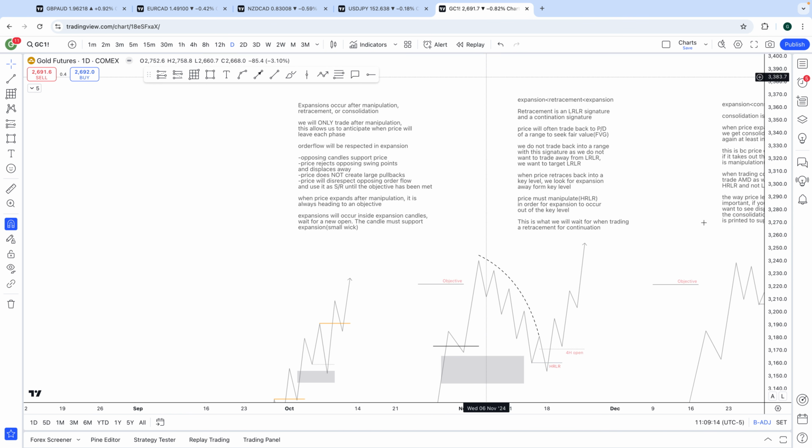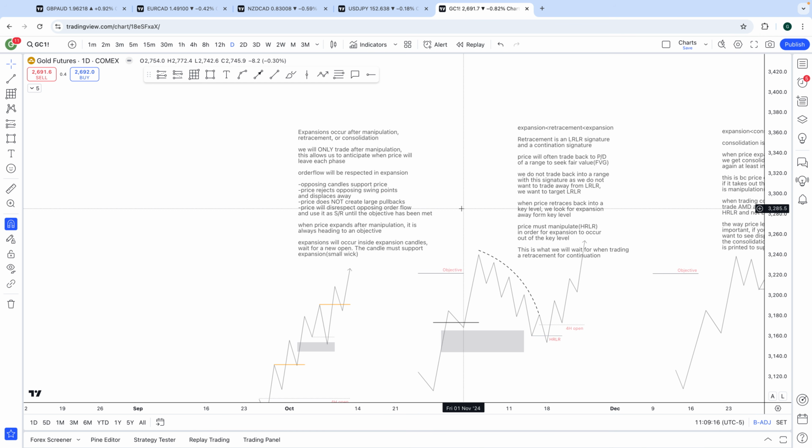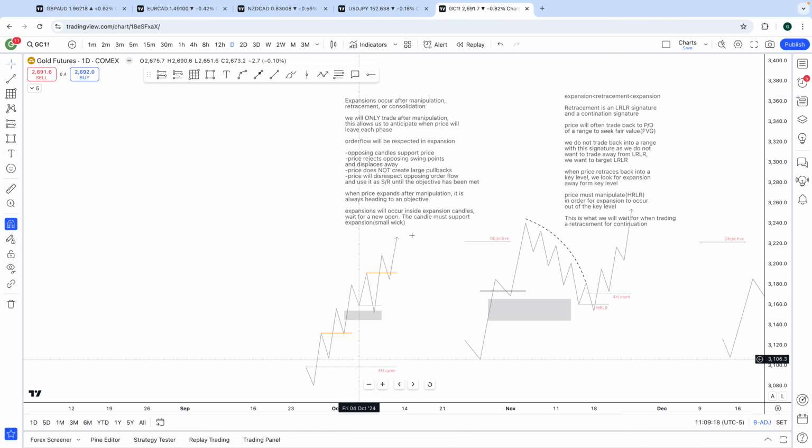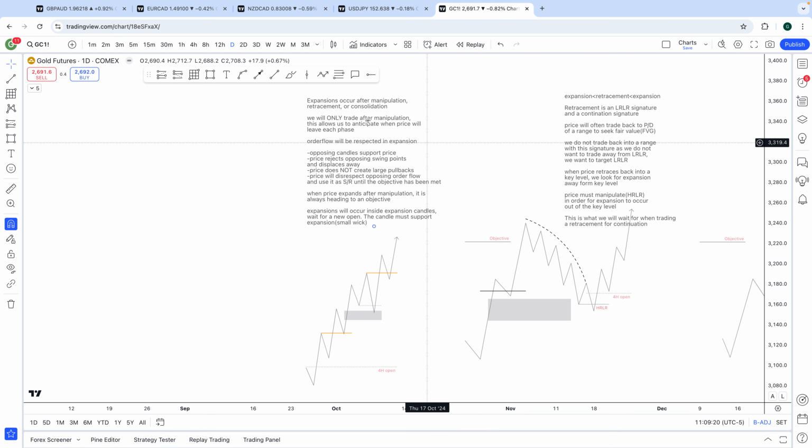So let's get in over here. This is expansion right here. This is what we want to trade. Expansion occurs after manipulation, retracement, or consolidation, right? Each one of these phases leads to expansion. So we will only trade after manipulation.